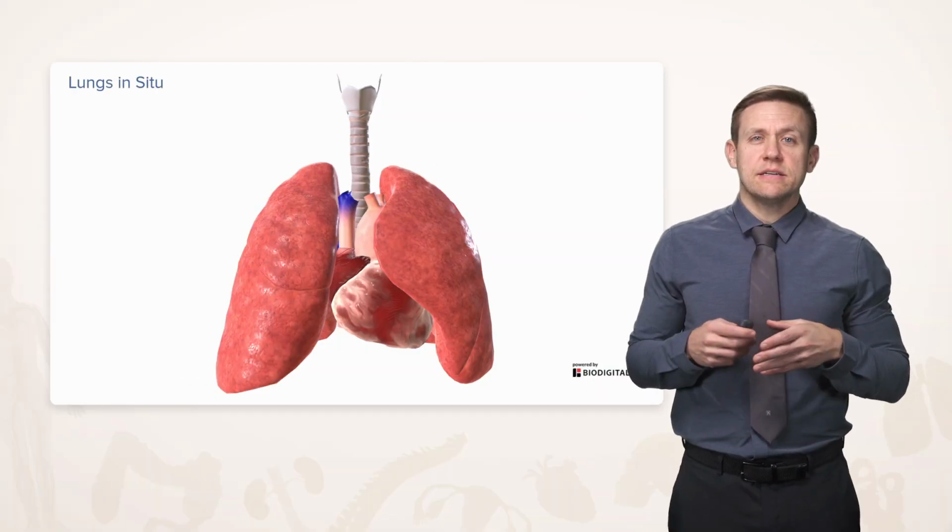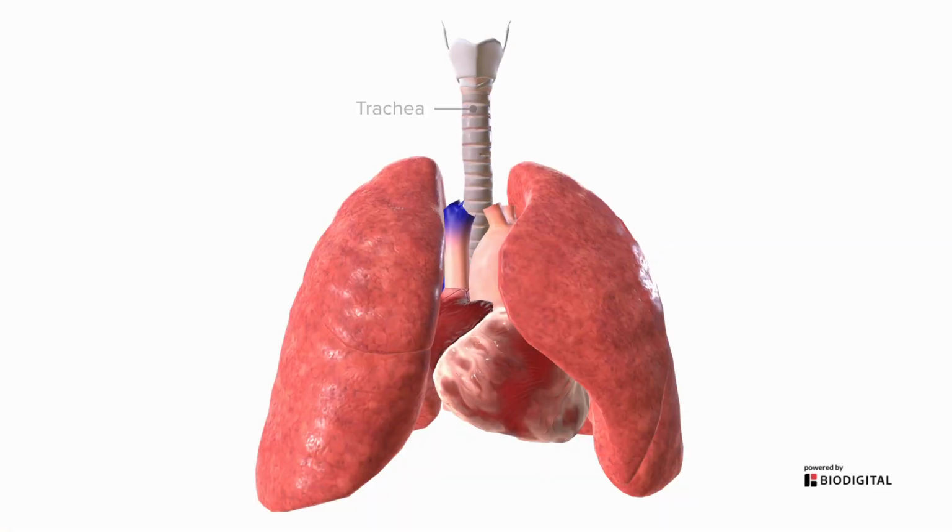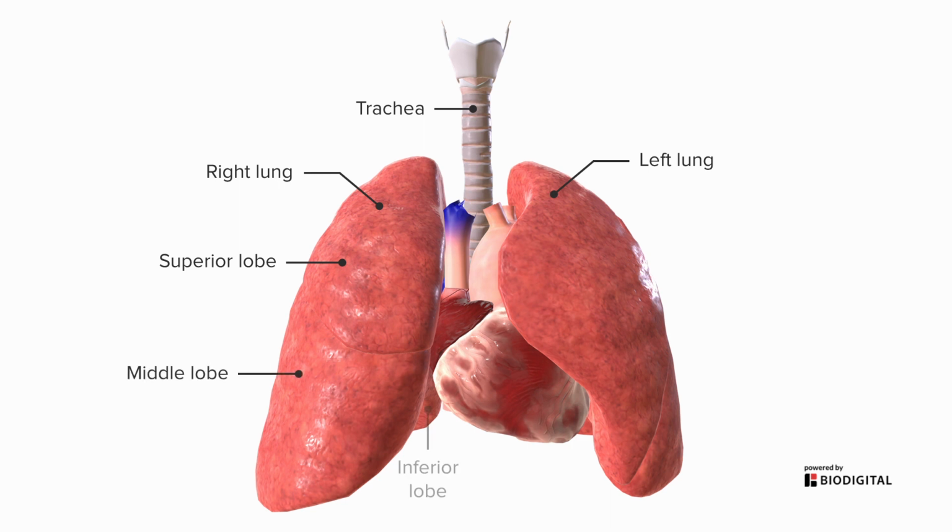Here we see how the lungs sit in relationship to things like the trachea and the heart. We have the trachea, again, coming down from the larynx, dividing into bronchi that supply the lungs, one on the right and one on the left. The right lung can be further divided into lobes. We have a superior or upper lobe, a middle lobe, and an inferior or lower lobe. On the left, however, we typically only have two. We have a superior or upper lobe and an inferior or lower lobe.